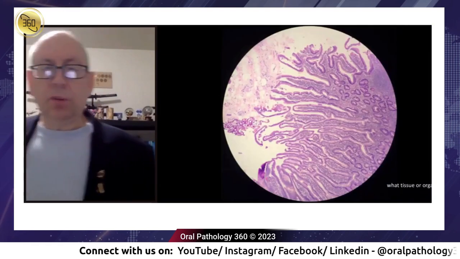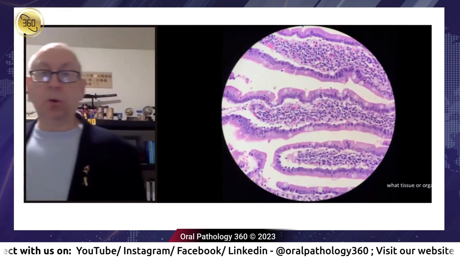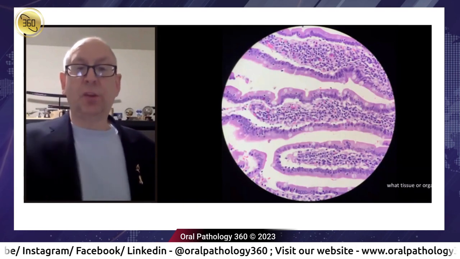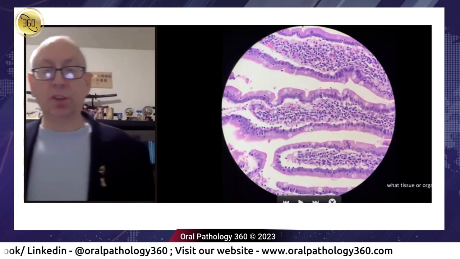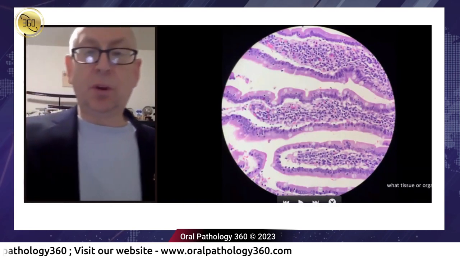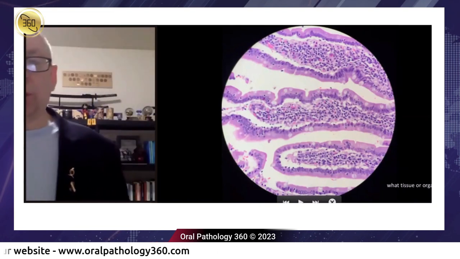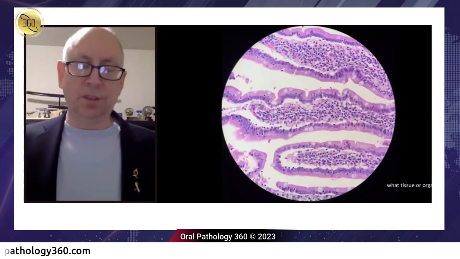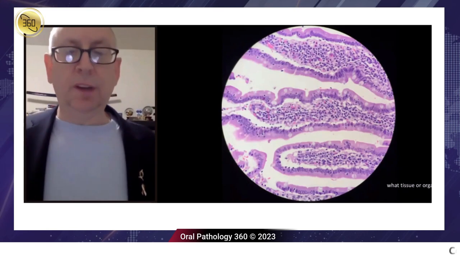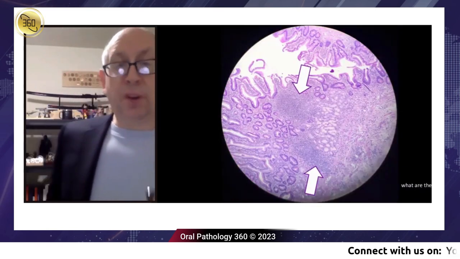To prove that I'm in the colon, that's what colon looks like, right? Tall columnar cells with lots of goblet cells. What's the colon's job with this inflammatory background? It's to reabsorb water and make fecal matter, right? That's what it is. Its job is to produce poo. So that's the first tumor.